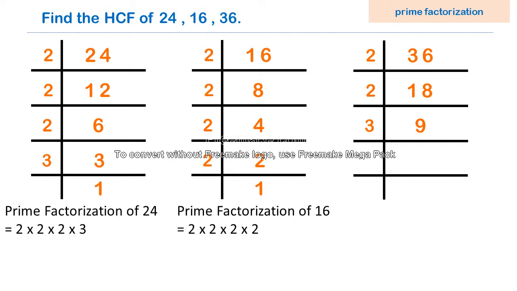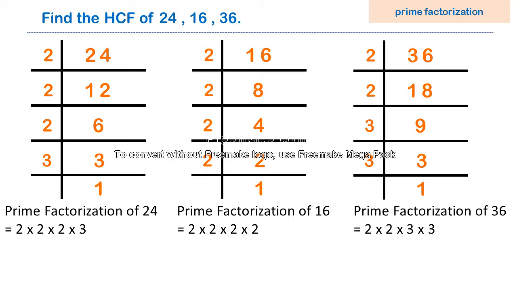We get 3. Write 3 below the 9. Again, 3 is an odd prime number, so we divide 3 by 3. We get 1. If we get 1, it means we need to stop here. So the prime factorization of 36 is 2 multiplied by 2 multiplied by 3 multiplied by 3.